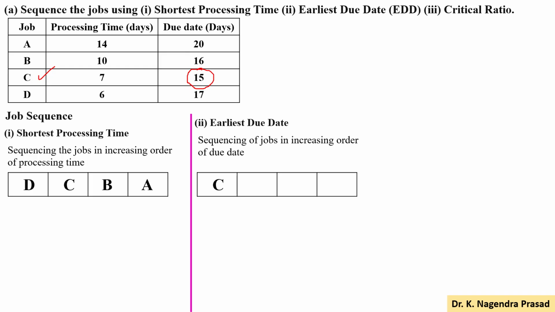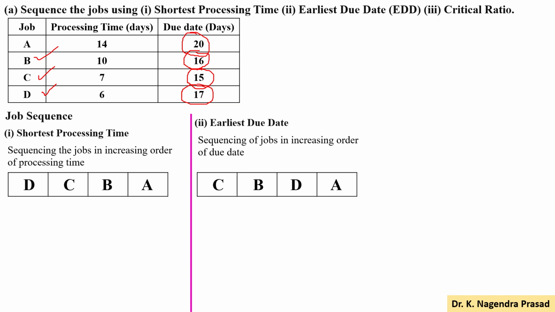Next to the minimum due date is 16 days for job B. So we place job B after job C in the job sequence. And next one is 17 days for job D. So we place job D after job B. And the last one is job A, which has 20 days. So we place job A at the last in the job sequence. So CBDA is the job sequence for the earliest due date rule.